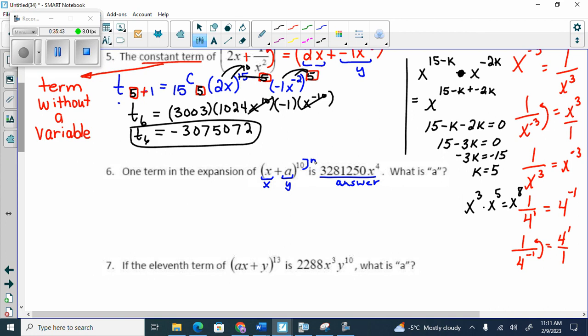All right? So we're going to go T box plus 1 equals N, which is 10, C box X to the 10 minus box, and then Y, which is A to the box. I need it to be 3,281,250 x to the 4. Does any of that give me a hint as to what k needs to be?